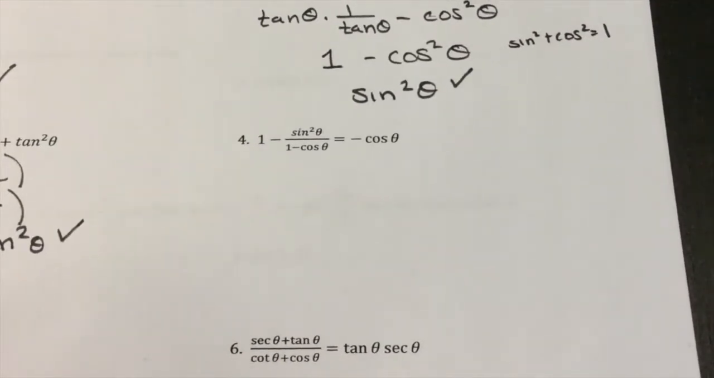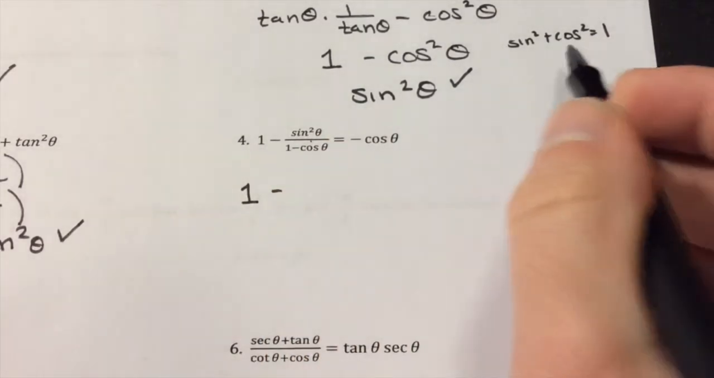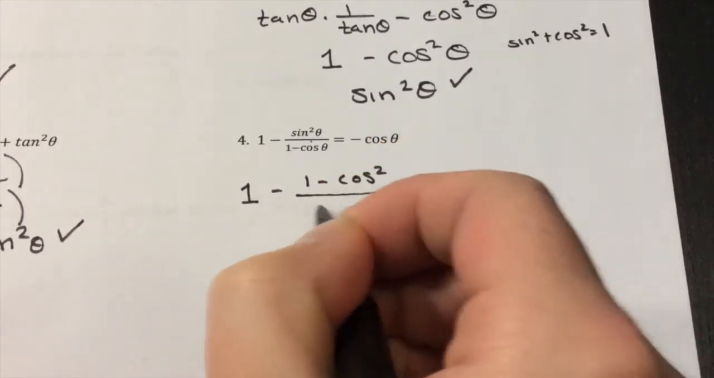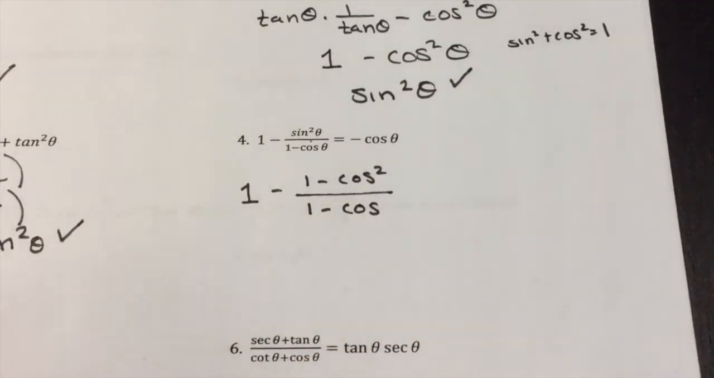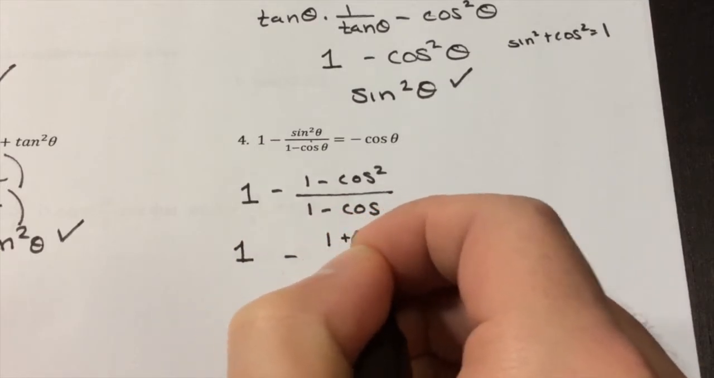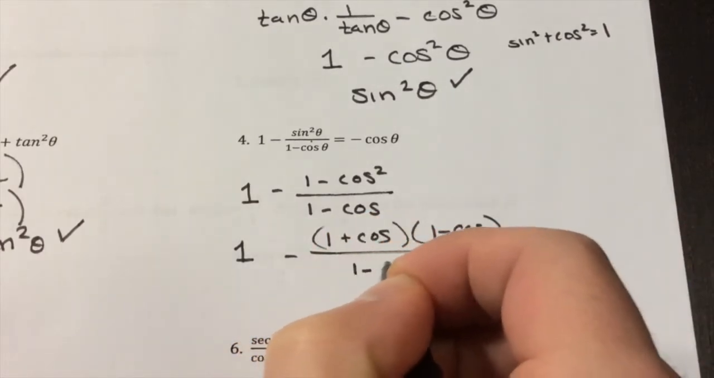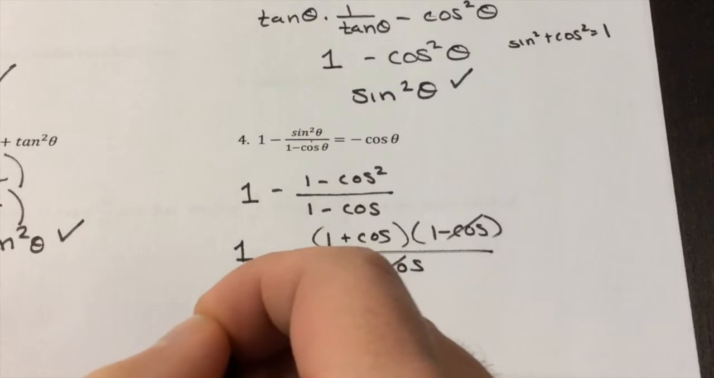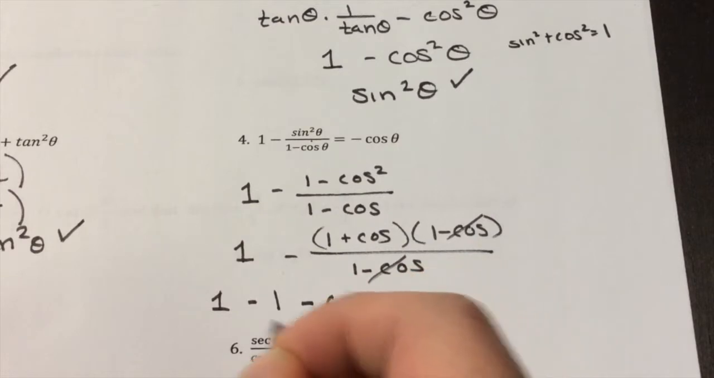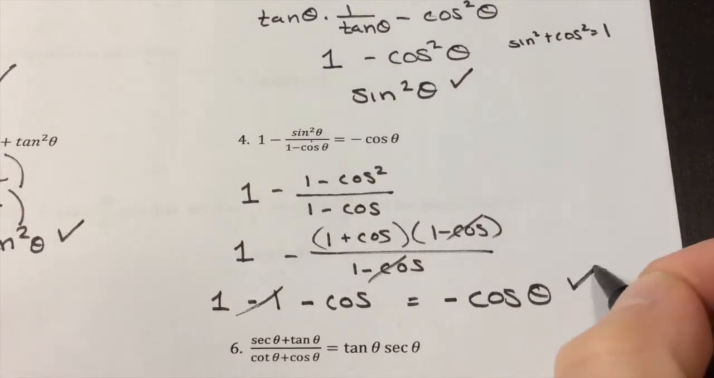Next up, number 4. 1 minus this whole thing. Well, first off, I know that sine squared, we can use exactly what we had up here, is 1 minus cosine squared. This is 1 minus cosine. I can now factor the top because it's the difference of two perfect squares. So that's 1 plus cosine, 1 minus cosine, all over 1 minus cosine. These cancel, so I'm left with 1 minus 1 minus cosine. 1 minus 1 is 0, so I'm just left with negative cosine theta, which is what I want.